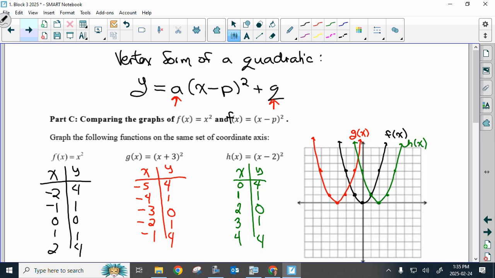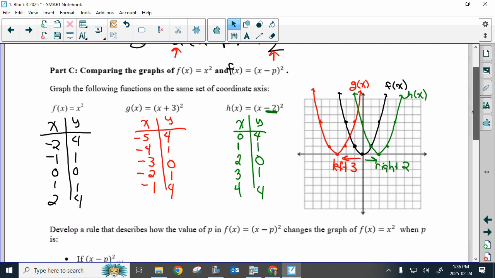So when you think about this guy right here, the vertex was moved left 3. When I look at this guy right here, this one was moved right 2. And it's the exact opposite of what you'd expect to see happening within the bracket. Okay? Domain, x is an element of the real numbers, range, y is greater than or equal to 0 for all of them. The y values didn't change. The only thing that happened was the vertex was moved horizontally.